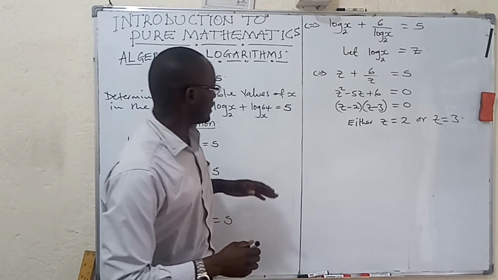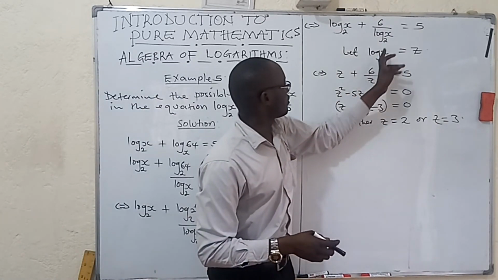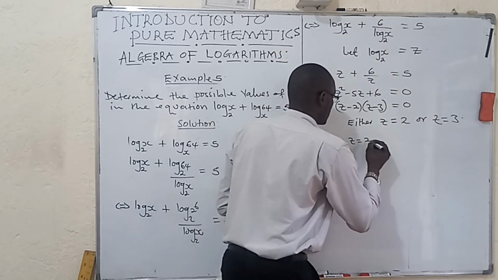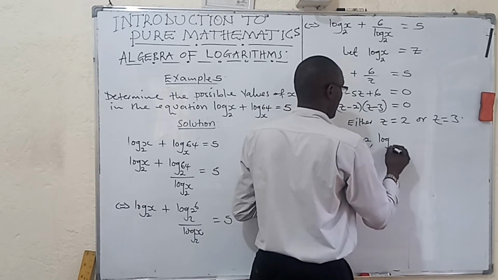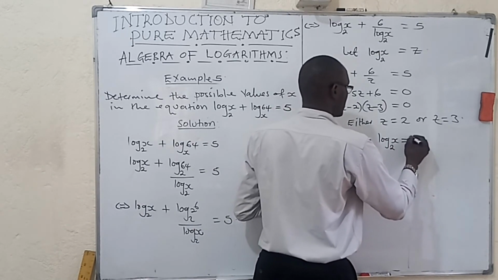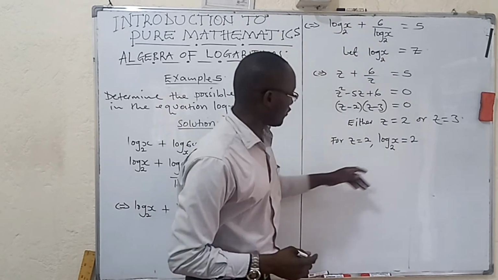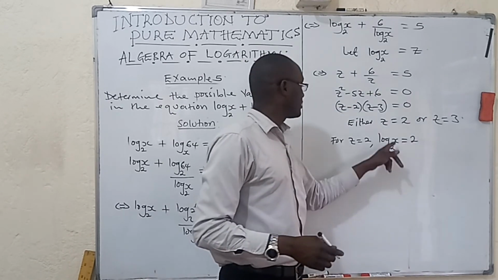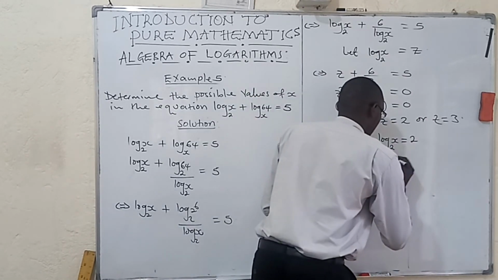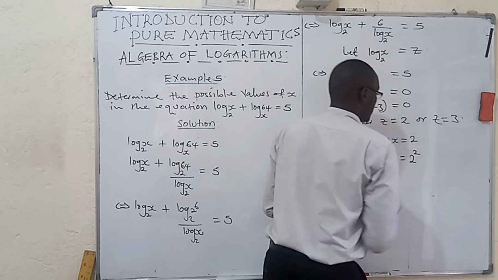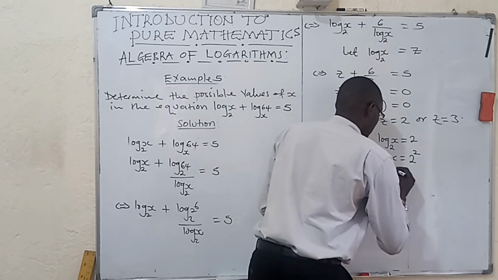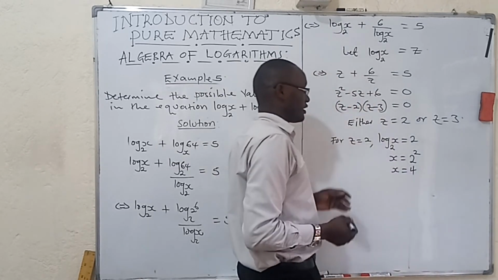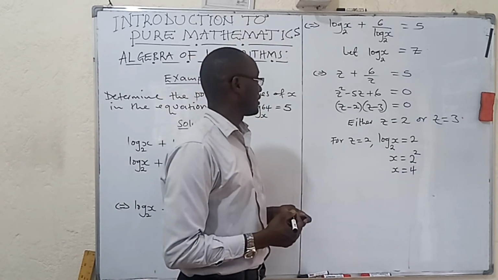What does that mean? It means that you let log base 2 of x be equivalent to z. So for z is equal to 2, it implies that log base 2 of x is equivalent to 2. By definition of logarithms, a logarithm to a given base is an index. This is the number. So our number is the base to a given power. Therefore, x is equal to 4.